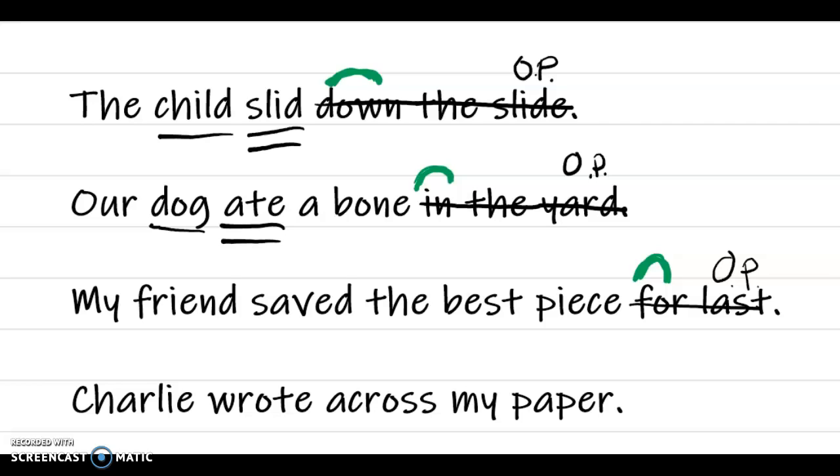We've marked off our prepositional phrase. What part is next? We look for our verb. We've got quite a few words in this sentence left. We've got piece, best, the, saved, friend, my. Which one of those is a verb that shows action? If you said saved, you were correct. We underline that twice. Now we've got quite a few words for our subject noun. Could it be piece? Could it be best? Could it be friend? Could it be my?